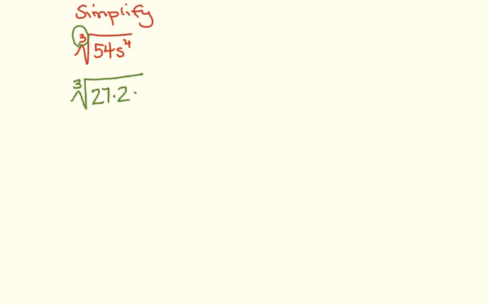Now, looking at s to the fourth, any multiple of 3 as an exponent will be a perfect cube, just like any even number will be a perfect square because it's a multiple of 2. And so we can take this and use the product rule in reverse to rewrite this as s cubed times s. That gives us a factor here that's a perfect cube.